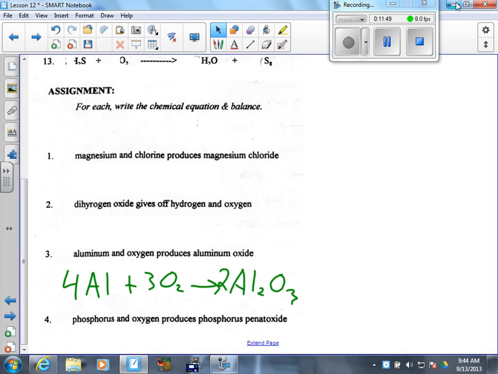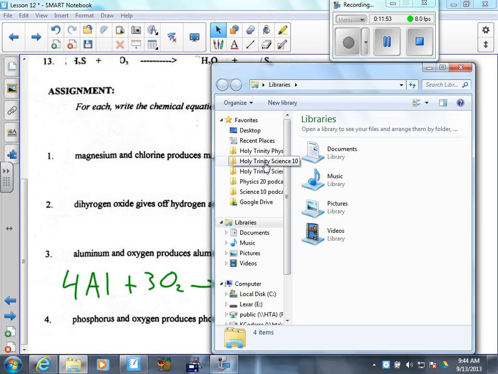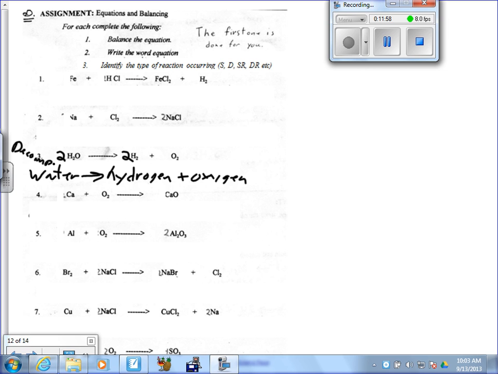Okay, so what we need to do here first, guys, is finish up those reactions from yesterday. So we'll go over those first. All right. So first one, what kind of reaction starts out with an element reacting with an ionic compound to produce a new ionic compound and an element? Single replacement.